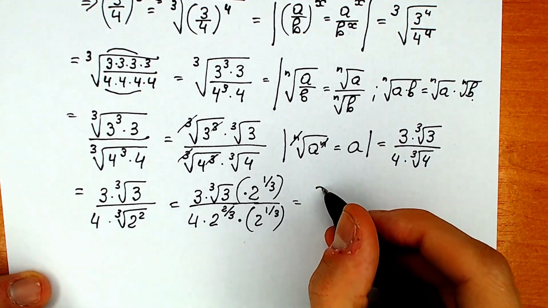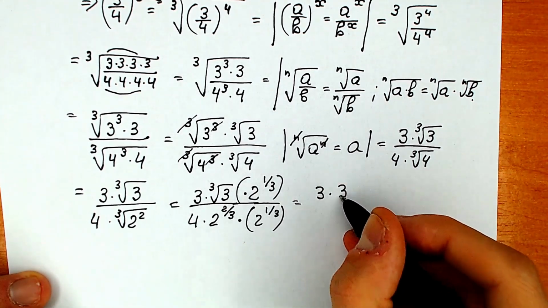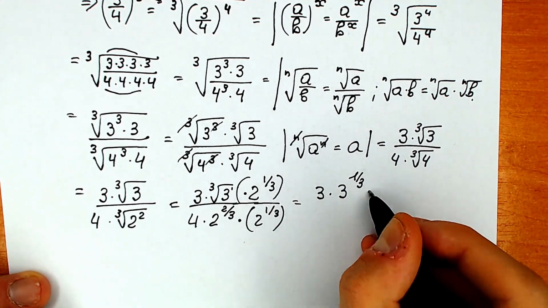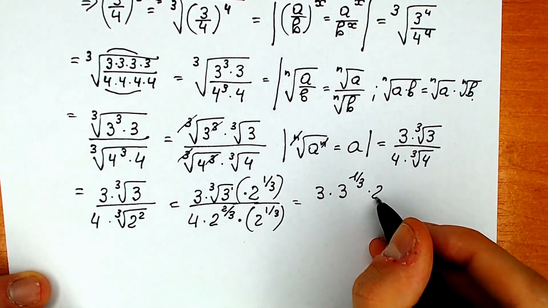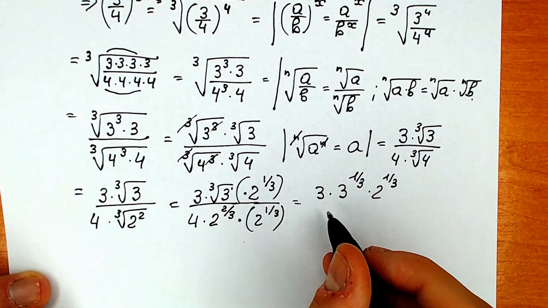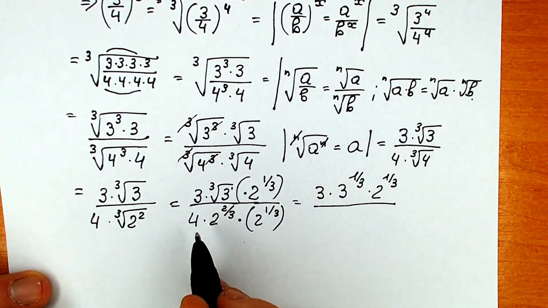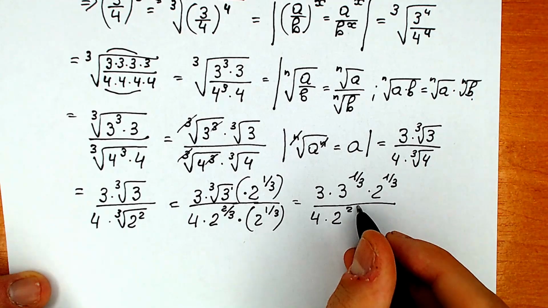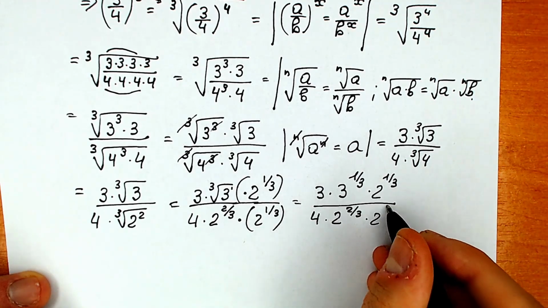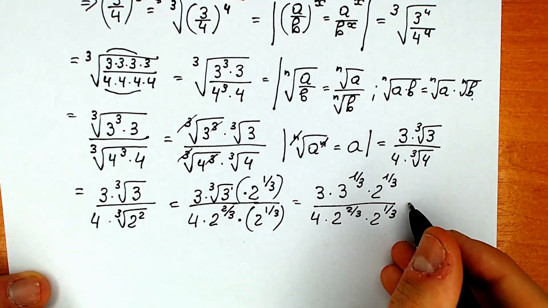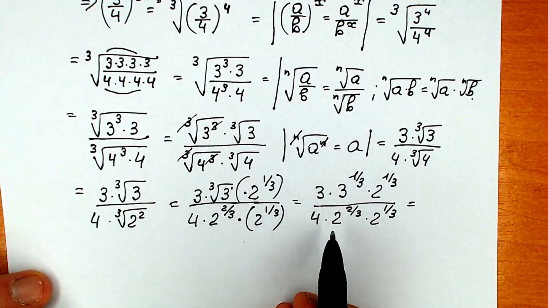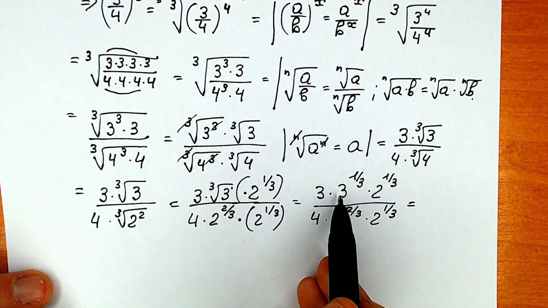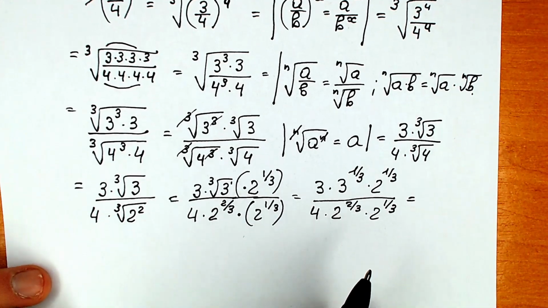So we have 3 times 3 to the power 1/3, times 2 to the power 1/3, and we're going to divide it by 4 times 2 to the power 2/3 times 2 to the power 1/3. And I think you know these properties. Right here we have same bases but different exponents, and right here we have different bases but same exponents. So we need to know two properties.